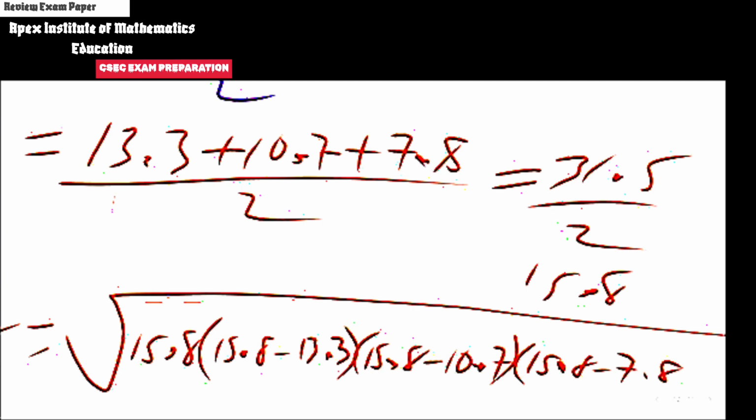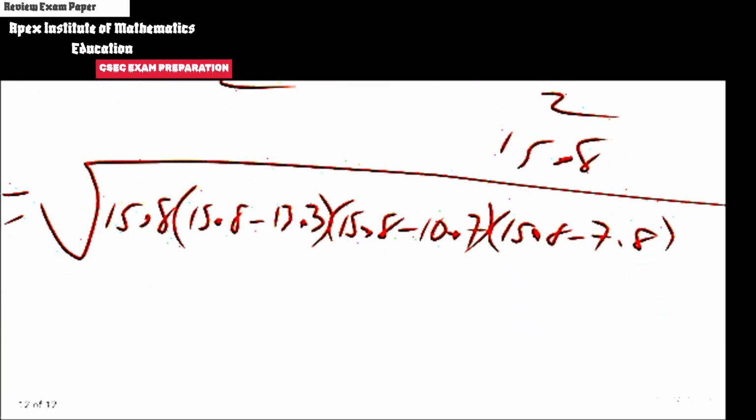I think I may have made an error. Let's double check on that value. 13.3 plus 10.7 plus 7.8 is 31.8, divided by 2, 15.9. Interesting. We're going to use the 15.8 since that's already started. I think I accidentally typed 7.5 instead of 7.8, but I hope you guys get the principle. So it really should be 15.9, guys.